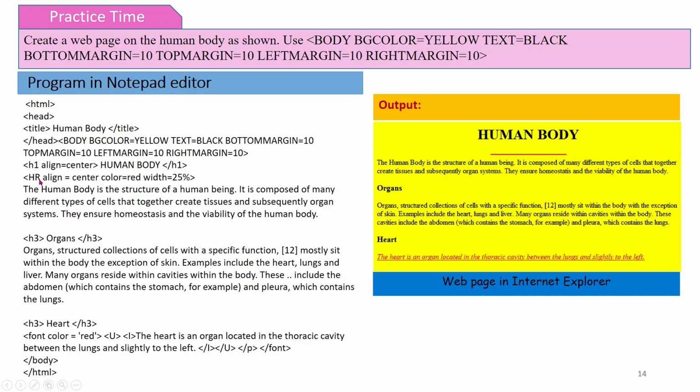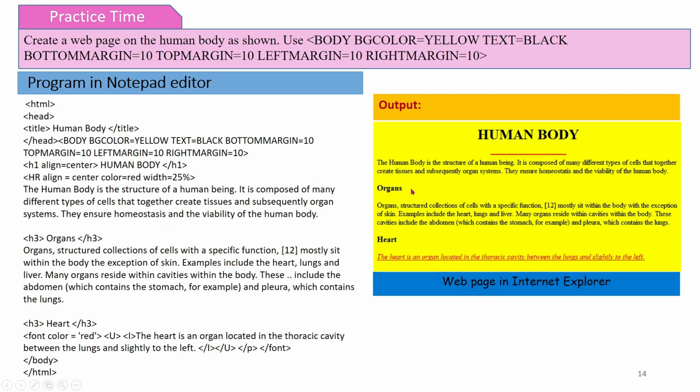Then the HR is the horizontal ruled line which is aligned center. So this is a red horizontal rule which is aligned in the center with color red, and width is 25%. This 25% means 25% of the total width from left to right. The human body is the structure of a human being. So here we have written the text part.